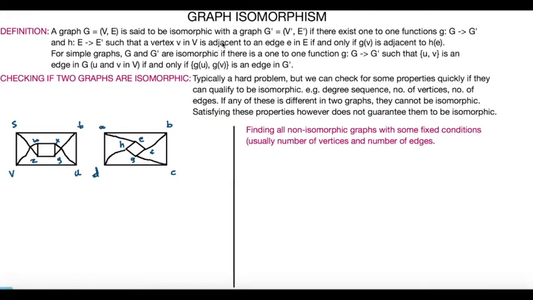Hello, so in this video we'll talk about the isomorphism of graphs. An informal definition of isomorphism is similarity. We say that two graphs are isomorphic if we can, in general, say that they are similar.